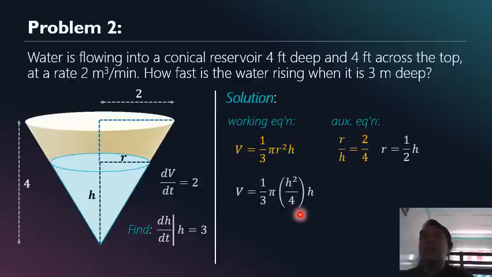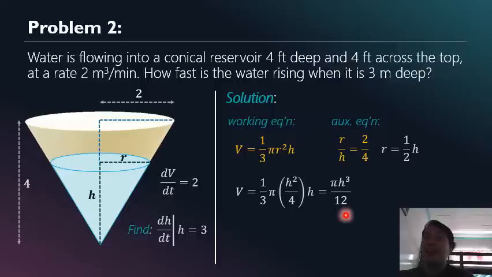Now, after this, what do we do? Pwede ko siyang i-simplify, para maging pi over 12, H times H squared is H cubed. So, we have pi over 12H cubed. This is now the simplified expression for V. So, ito na yung simplified nating expression ng volume. Ano na ang sunod mong gagawin? So, this is the time to differentiate.